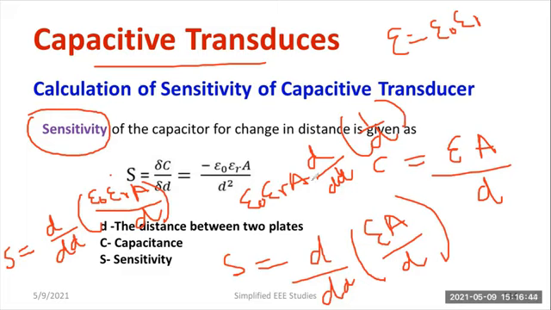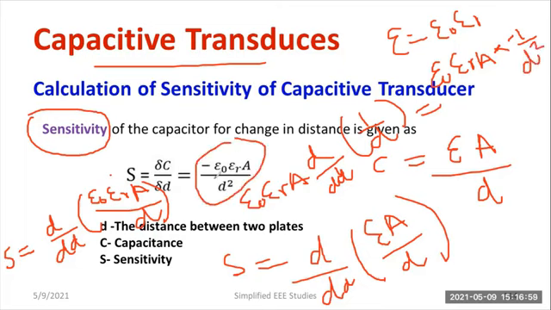Epsilon 0, epsilon r, A into minus 1 by d square. Or else I can modify that: minus epsilon 0, epsilon r, A divided by d square.